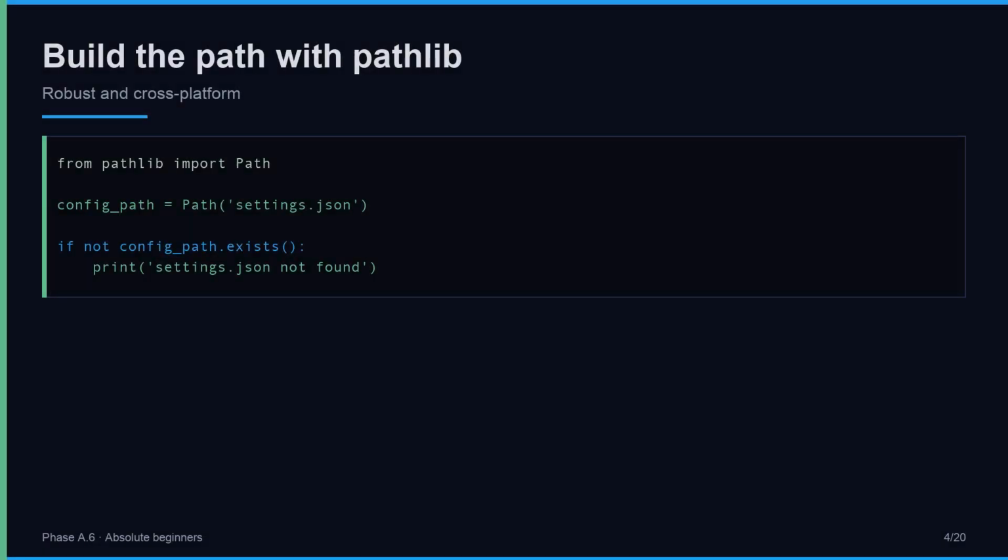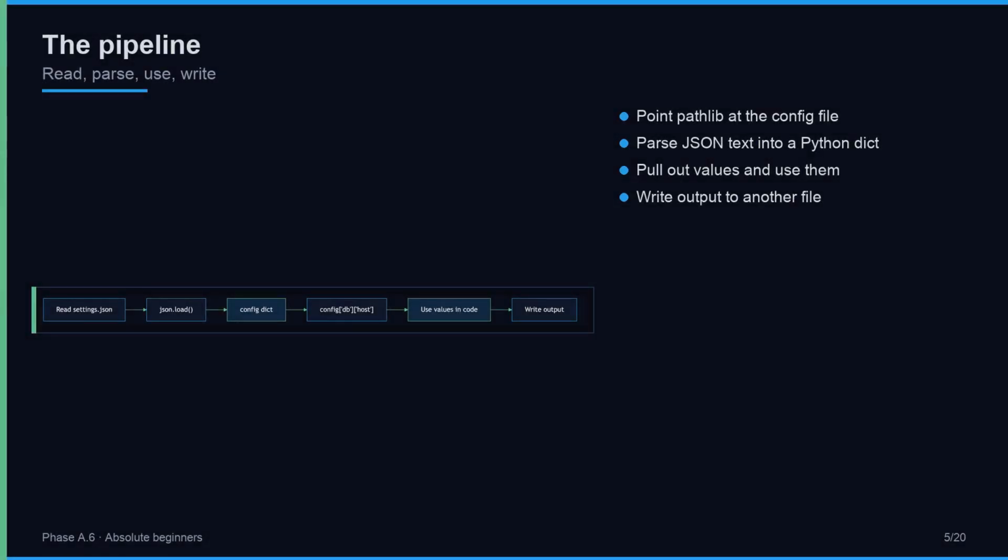Start with pathlib. Import Path. Build a path that points at settings.json. Before you try to read it, check whether it exists. If it does not, print a friendly message and stop. This is the robust habit, never assume a file is there. The Path object is cross-platform, so this exact code works on macOS, Linux, and Windows. You write it once and it just works. Robust paths first.